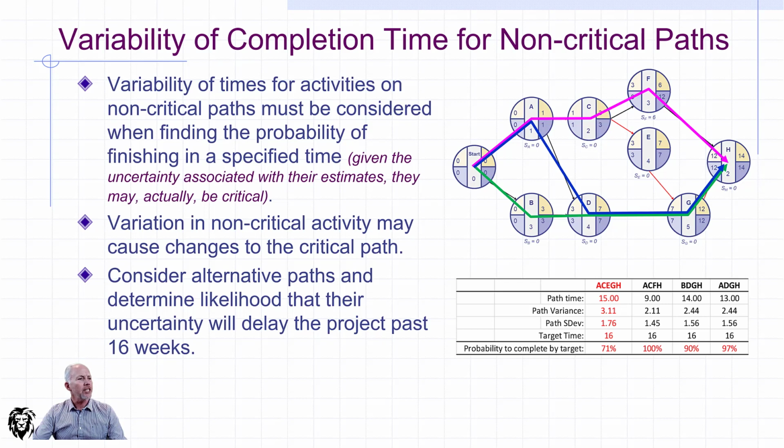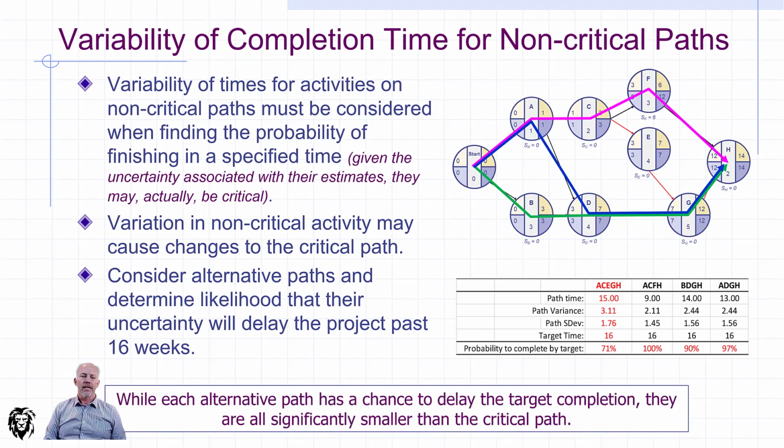When we look at BDGH, so that would be the green path through, again, we do everything up and we get a 90% likelihood that it will be finished by the 16 weeks. And 97% likelihood that the blue path would be done by the 16 weeks. And so really what we can see here in this instance is that while each alternative path has a chance to delay the target completion, they're all pretty small compared to the probabilities of the critical path itself in this case. But you need to do that analysis to arrive at that conclusion.